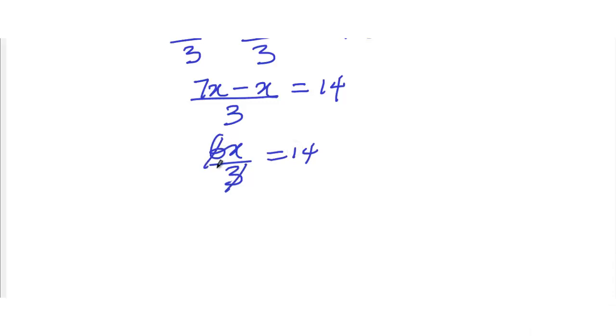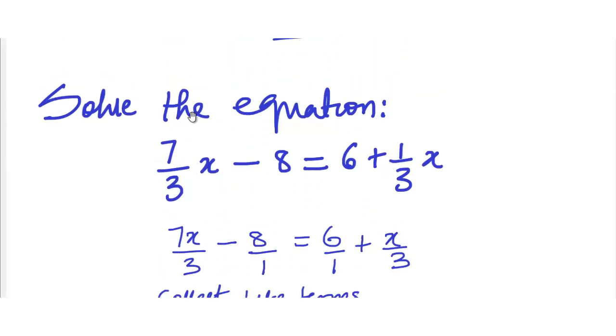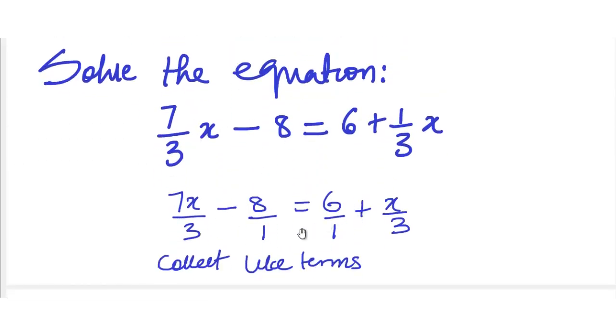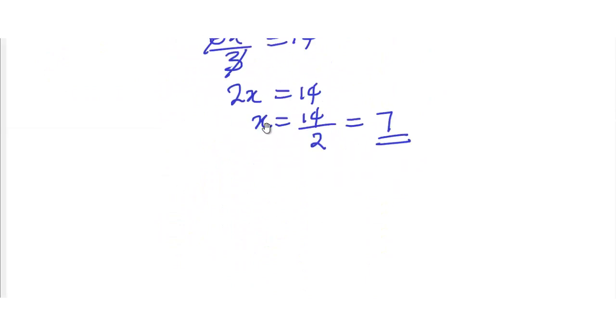3 here, 1, 3 and 6, that is 2. So 2x is equal to 14. So x is equal to 14 over 2. 14 divided by 2 would give us 7. So the value of x that will make the left-hand side of that equation equal to the right-hand side is 7. So that is that about that.